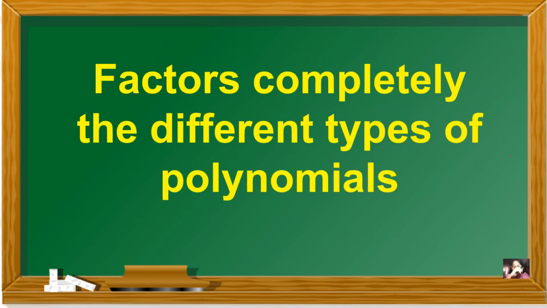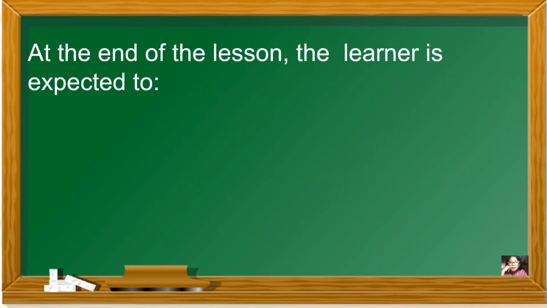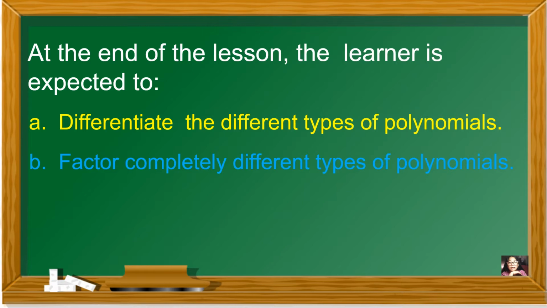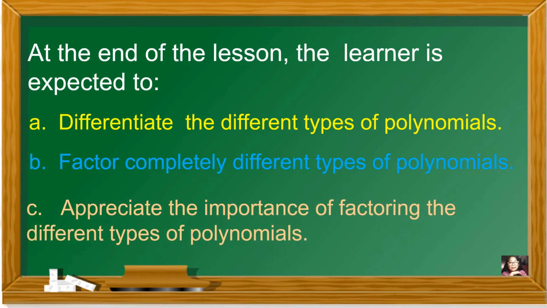So the title is Factoring Completely the Different Types of Polynomials. The objective for today is, at the end of the lesson, you, the learner, are expected to: letter A, differentiate the different types of polynomials; letter B, factor completely different types of polynomials; and last, appreciate the importance of factoring the different types of polynomials. So this is what is expected of you for today.